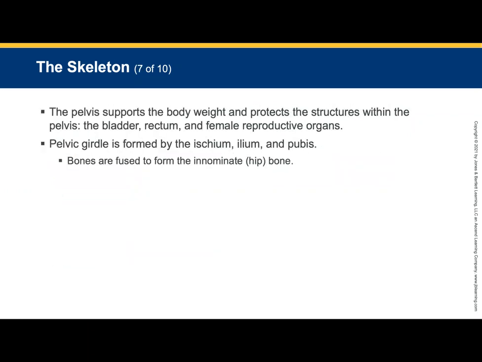All right. So the pelvis supports the body weight and protects the structures within the pelvis: the bladder, the rectum, and the female reproductive organs. The pelvic girdle is 3 separate bones, which are the ischium, the ilium, and the pubis. They all fuse together to form the hip bone.